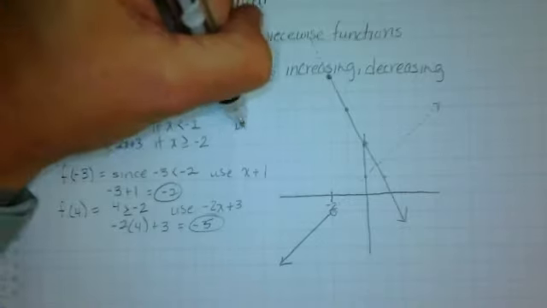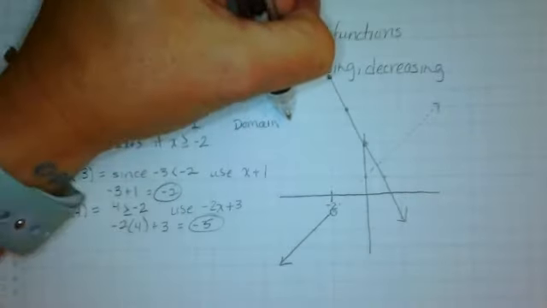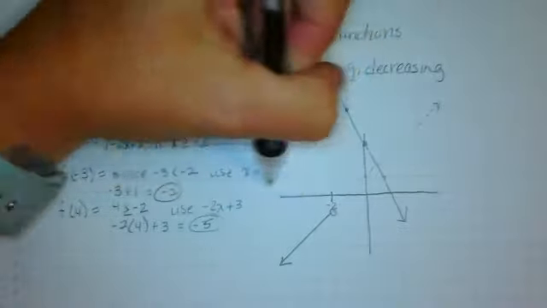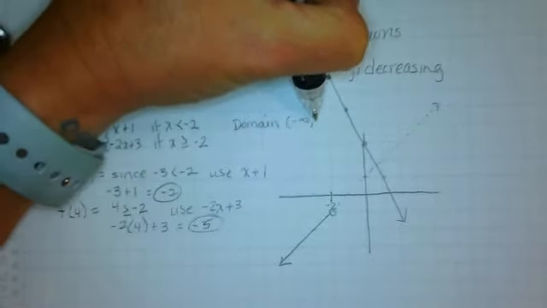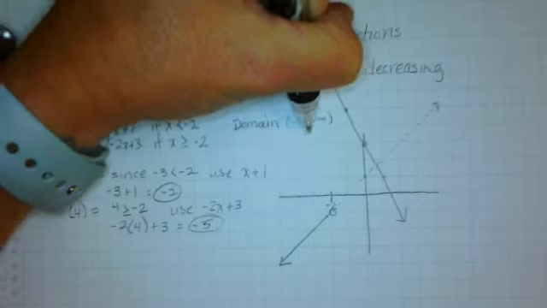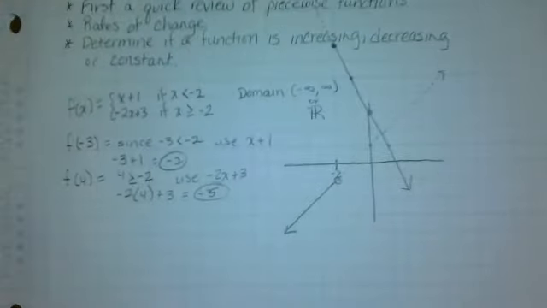So if it asks what the domain of this function is, there is nothing that's restricted. So on this one, it can go from negative infinity all the way to positive infinity, which can be written either like this, or you can just write the symbol for all real numbers.